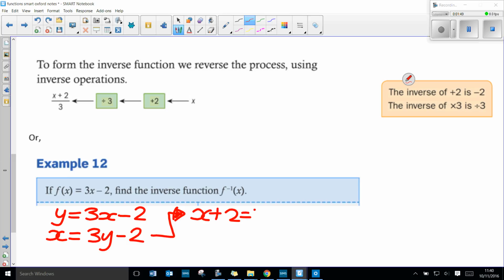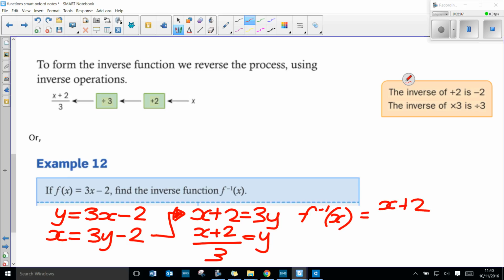So then you would bring 2 to the other side, so you'd have x plus 2 equals 3y. And to get y by itself, you would divide by 3, so you would have (x plus 2) divided by 3 equals y. Therefore, f inverse of x equals (x plus 2) divided by 3.